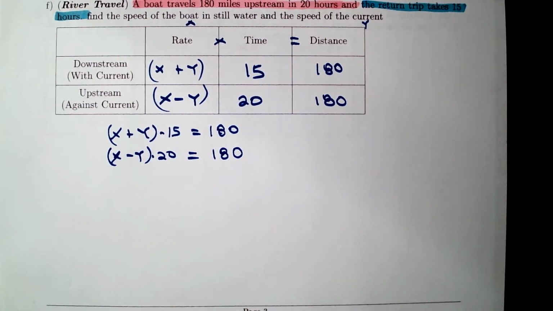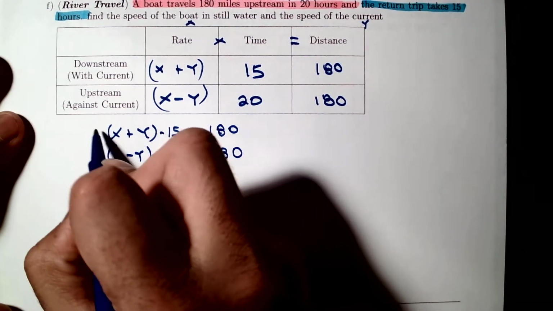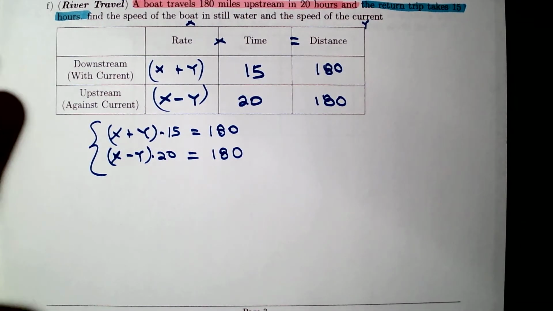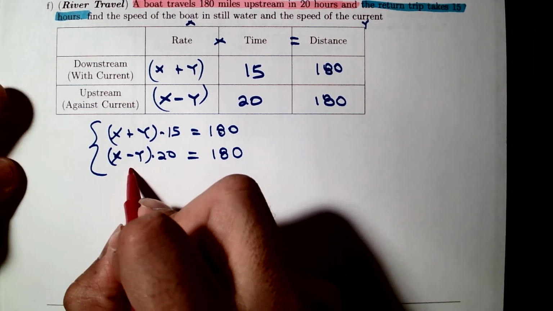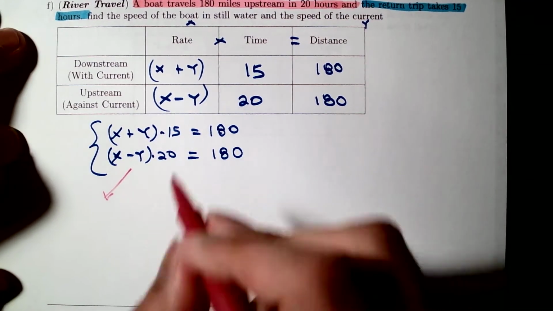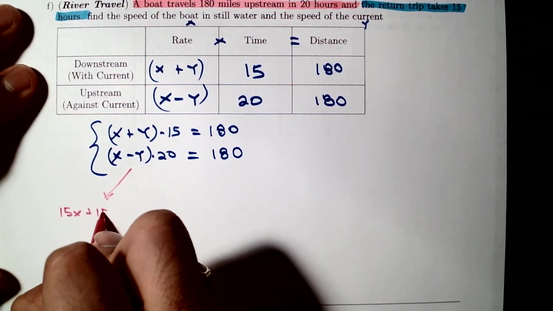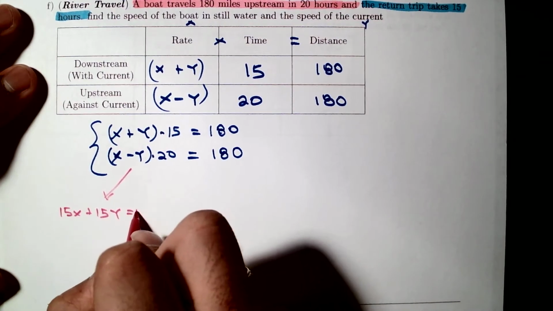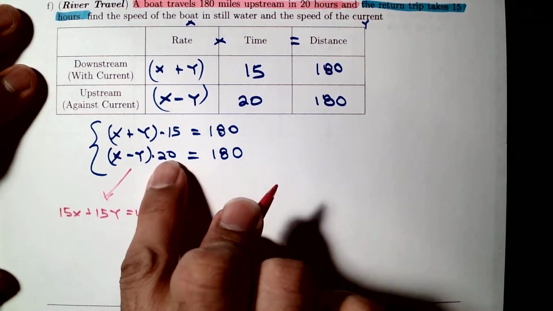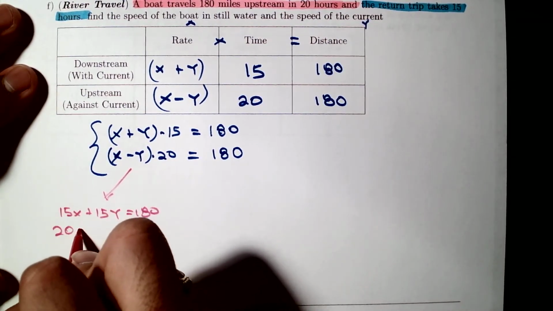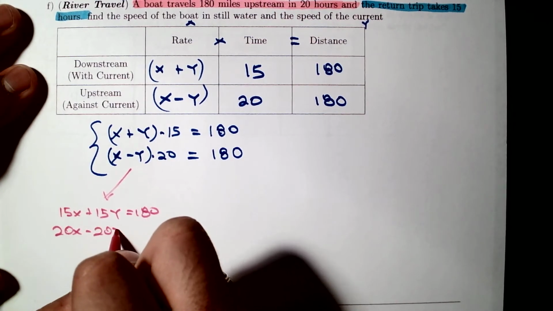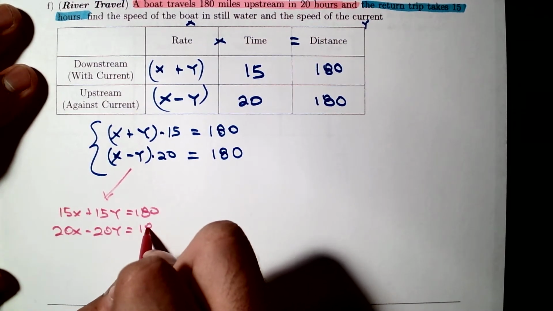All right, and I know what you might be thinking. You're looking at that system of equations and most likely you're starting to hate it because this is what you're going to do. You're thinking of distributing the 15 to give you 15x plus 15y equals 180. And on the other hand, 20x minus 20y equals 180 as well.